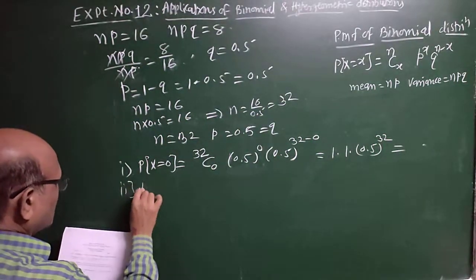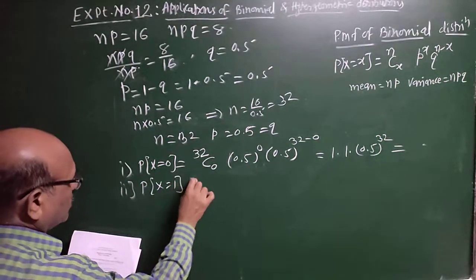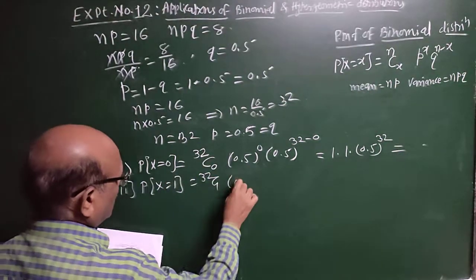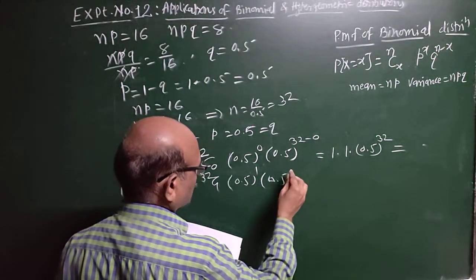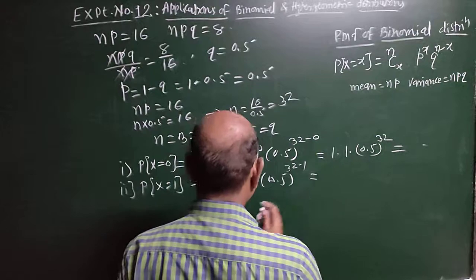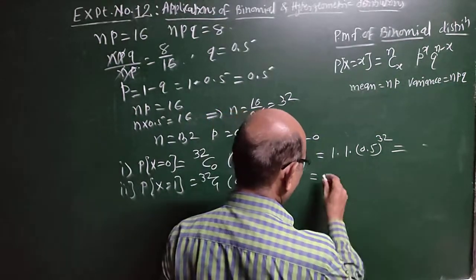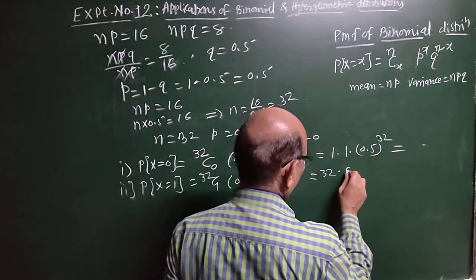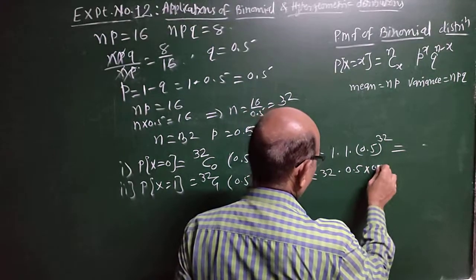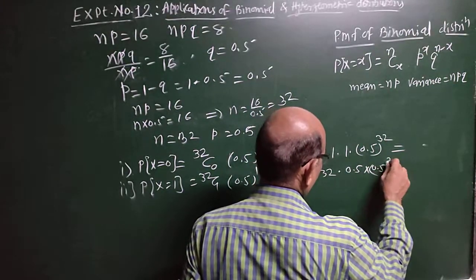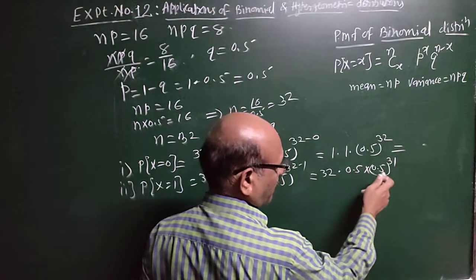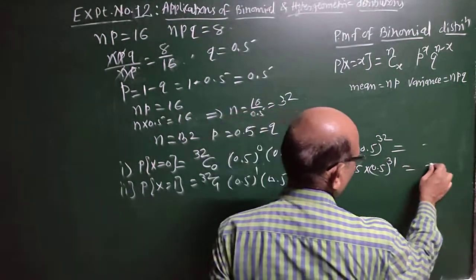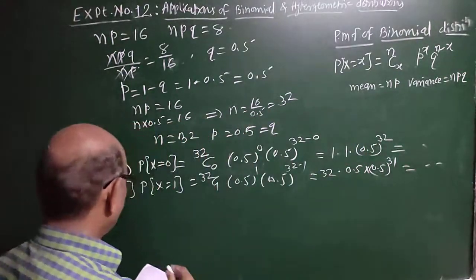Similarly, second part is probability x equal to 1. That means 32C1, 0.5 raised to 1, 0.5 is q, q raised to 32 minus 1. So 32C1 is 32, 0.5 into 0.5 raised to 31. So this will be 0.5 raised to 32 into 32. So get the answer.